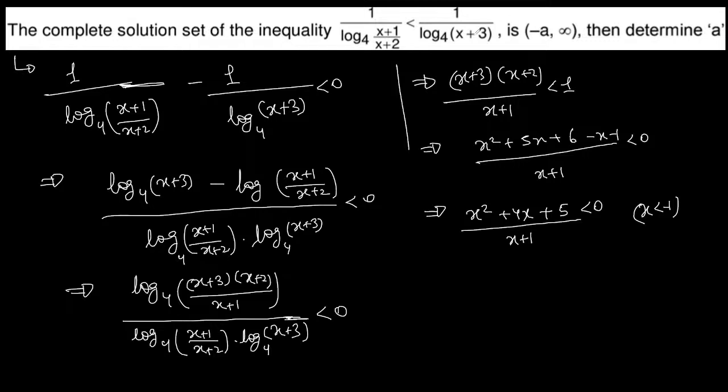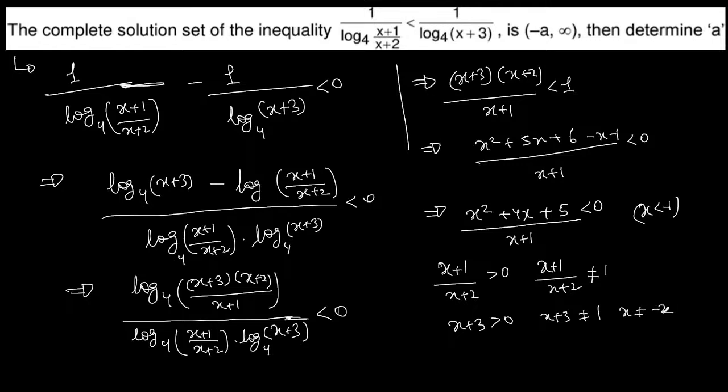We are told that x plus 3 is positive, so x is bigger than minus 3. Yes, and (x plus 1)/(x plus 2) should be bigger than 0, and (x plus 1)/(x plus 2) should not be equal to 1. And x plus 3 should be bigger than 0, and x plus 3 should not be equal to 1. That means x is not equal to minus 2, and x is bigger than minus 3.